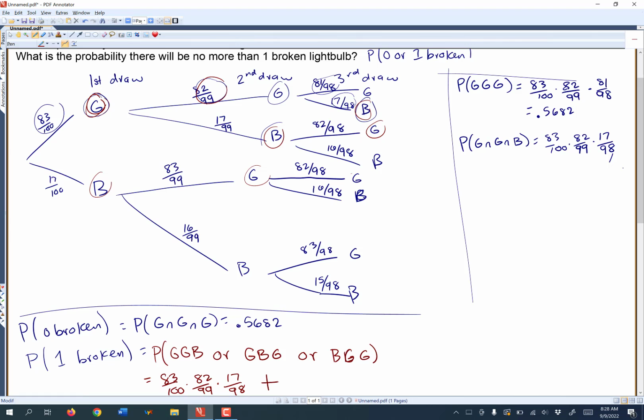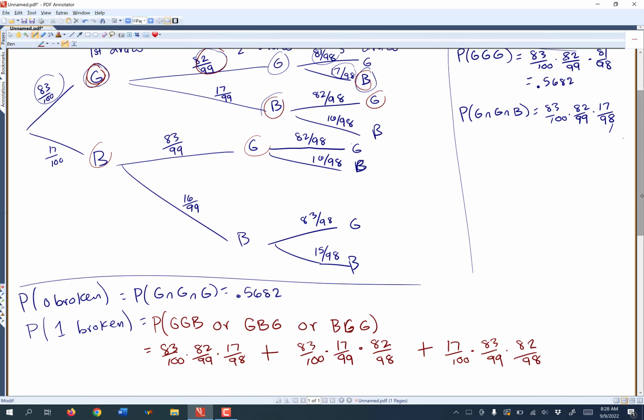For an or, whenever we have or, we'll do a plus. So now let's find good, bad, good. That's going to be 83 out of 100 for my first good one. Then I want a bad, so there will be 17, but only 99 bulbs because I used 1. Then I want another good, but I've used 1 good, so it'll be 82 out of 98. Okay, plus, now I need bad, good, good, or broken, good, good. So there's 1 broken one to start with. Then I want a good one, and there's 83 good ones, but only 99 bulbs. And then I want another good one, but I've used 1, so 82 out of 98.